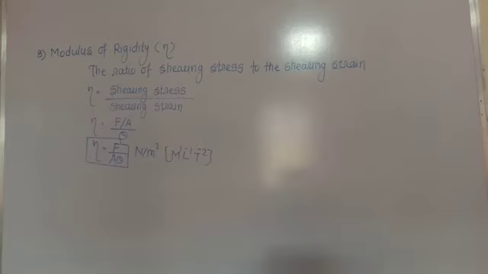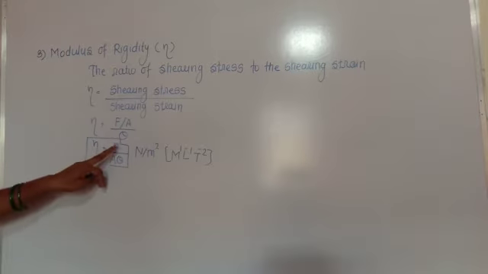There are three types of modulus of elasticity. The first one is Young's modulus, the second one is the bulk modulus, and the third one is the modulus of rigidity, that is eta equals F by A theta.